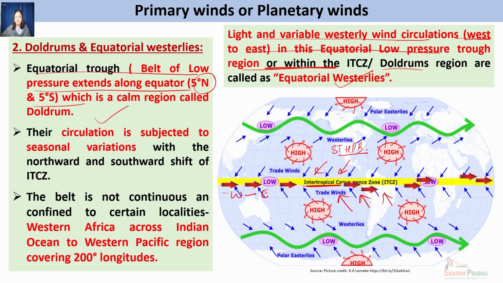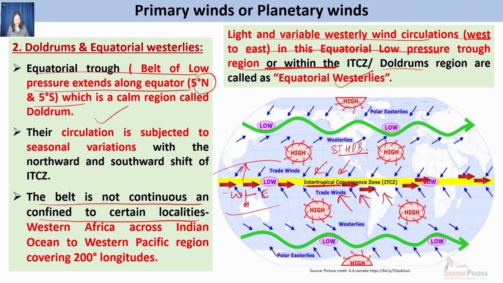And their circulation is subjected to seasonal variation with the northward and southward shift of ITCZ, with the apparent movement of the sun in the northern hemisphere during the summer solstice and in the southern hemisphere during the winter solstice. The ITCZ also shifts northward and southward respectively, and the winds which blow in the central intertropical convergence zone also shift north and southward with the shift of ITCZ. So the belt is not continuous and is confined to certain localities.